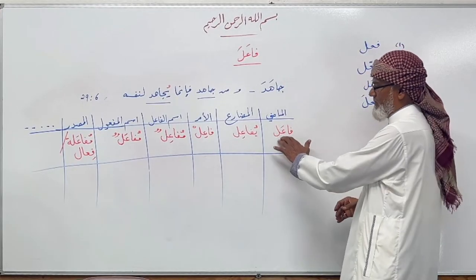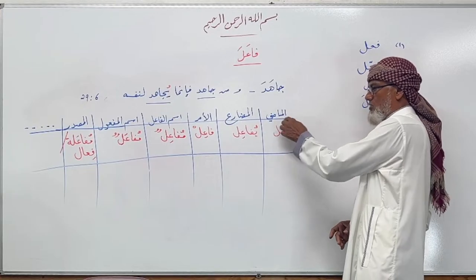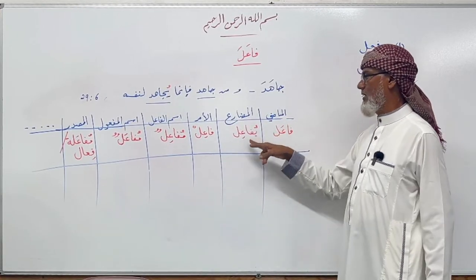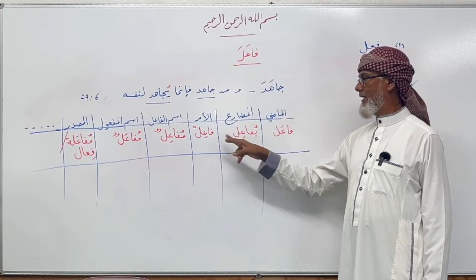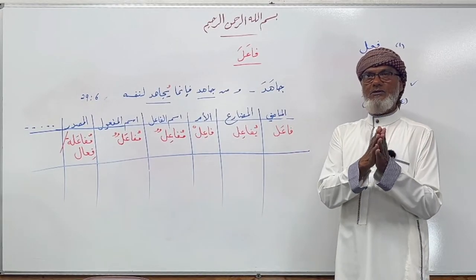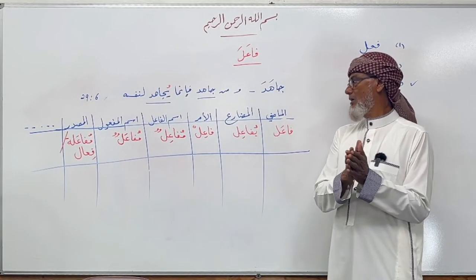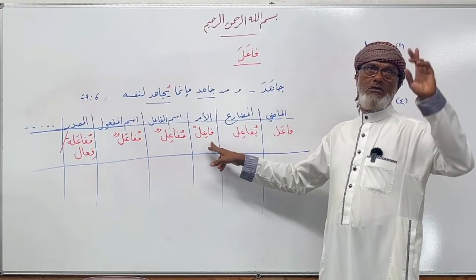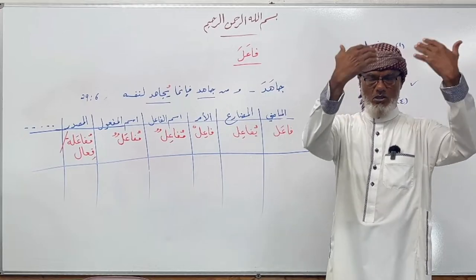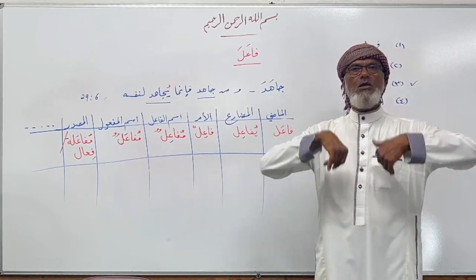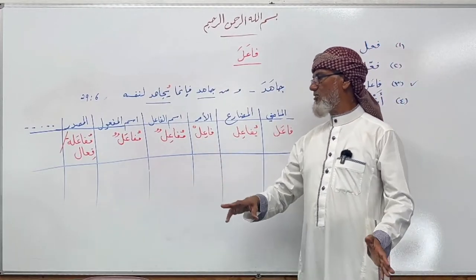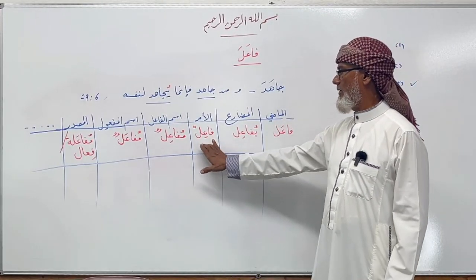Now, each one of them has the whole conjugation. The 14 different conjugations for this, also 14. And here, al-amr only with the second person, right? Second person only, not first person, not third person. You can only command the person who is in front of you. You do not command yourself, first person. You cannot command someone who is absent. Only the person in front of you, which is the second person.